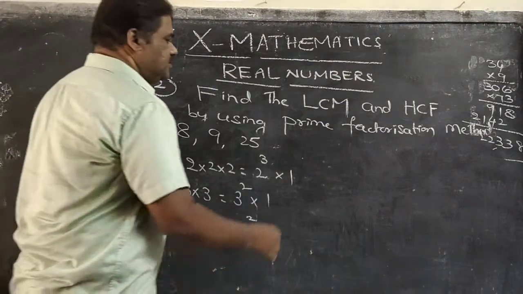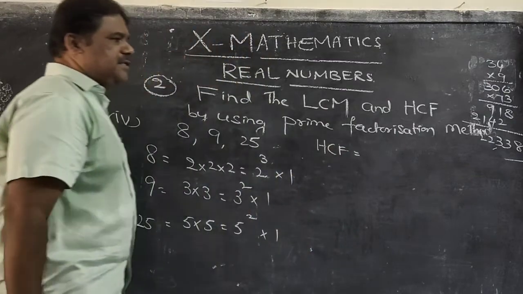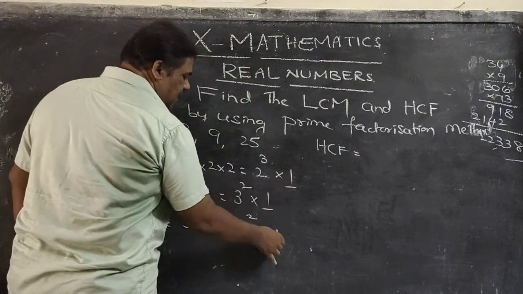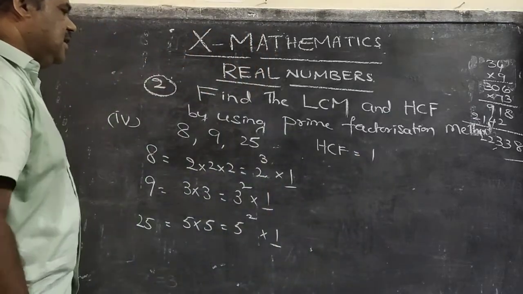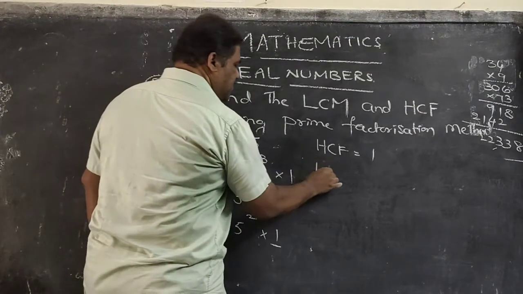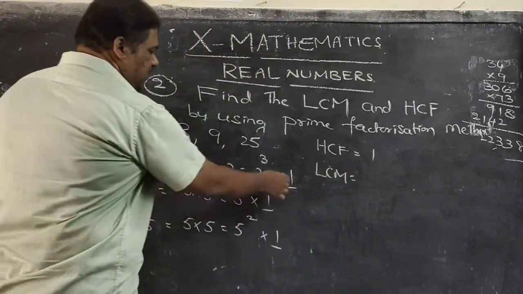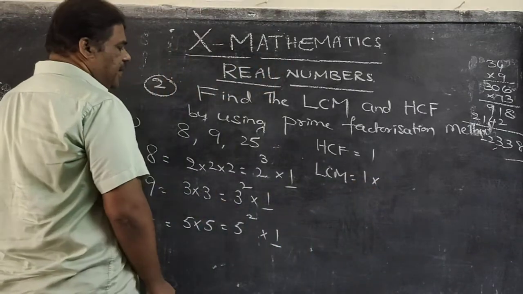Now HCF means the common factor with less power. Common factor all are having same power, so you have to take 1 as the common factor with less power. Now LCM means common factor with highest power. Common factor is 1 into remaining all factors.